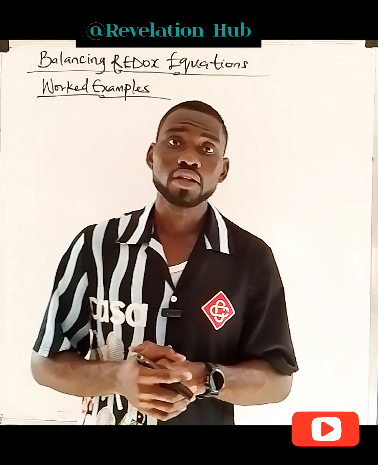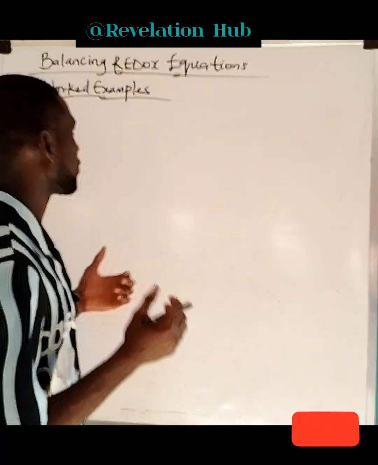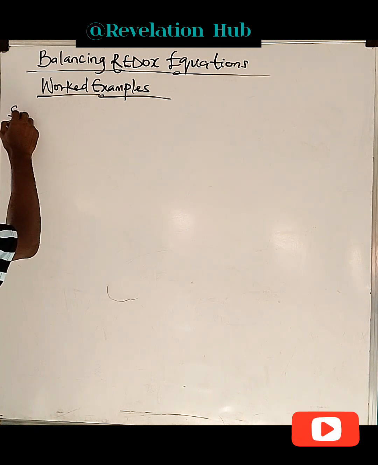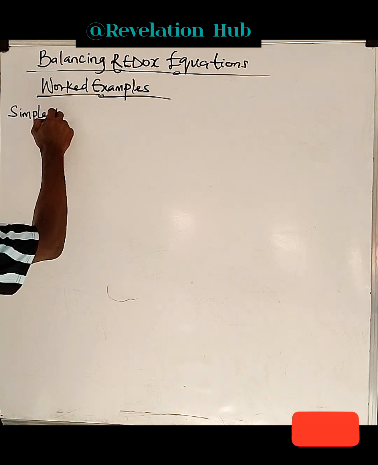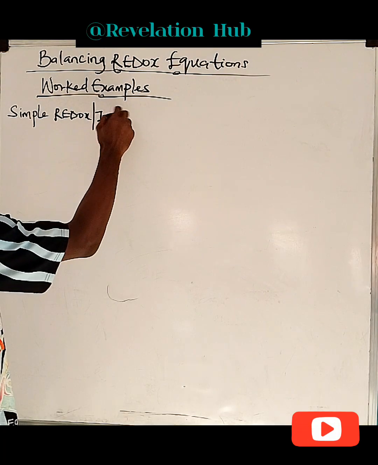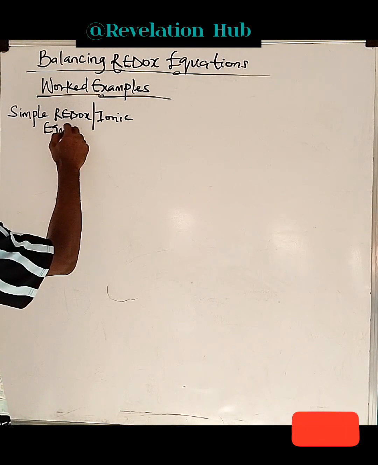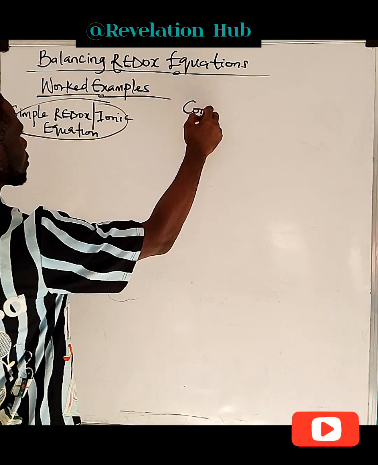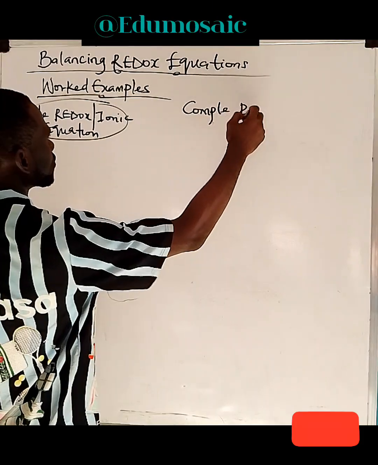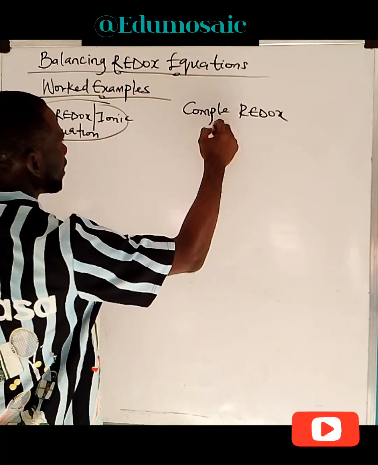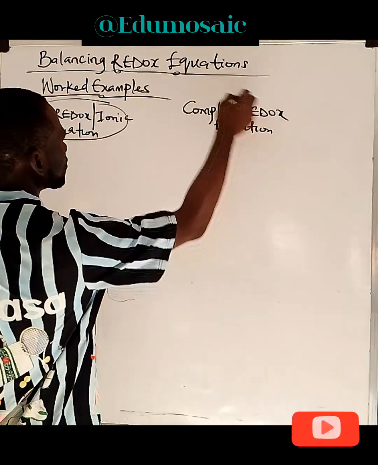So first of all, let's look at the various kinds of equations that we have under the redox equation. We have two major kinds of redox equation. We could have simple redox, sometimes called ionic, simple redox, or ionic equation. And we could also have the complex redox equation. So you have the simple redox equation and the complex redox equation.